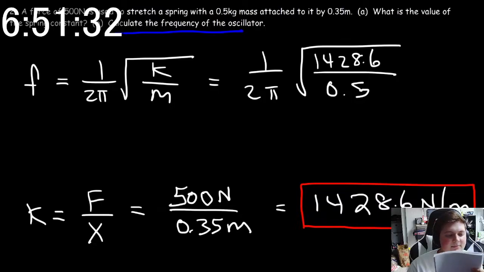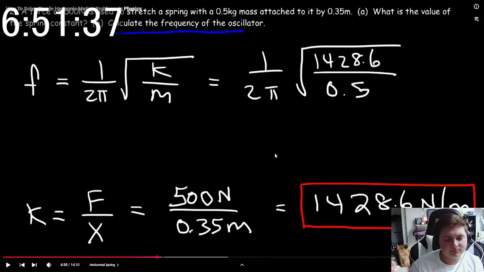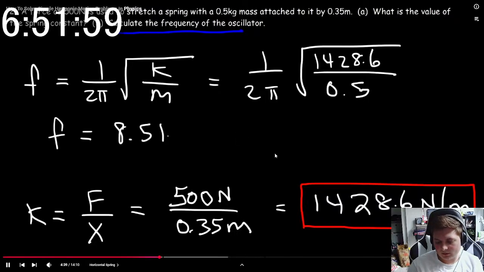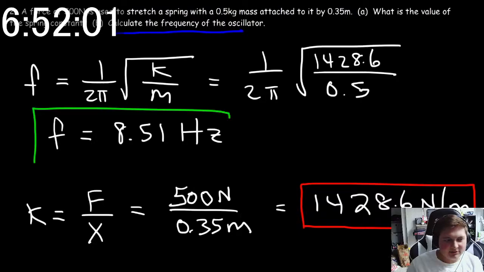W over 2 pi is equal to f. And W equals square root of k over m. So yes, 1 over 2 pi times the square root of k over m is accurate. So the frequency is 8.51 hertz. And so that's the answer. I'm just trying to get used to how to move around these equations.